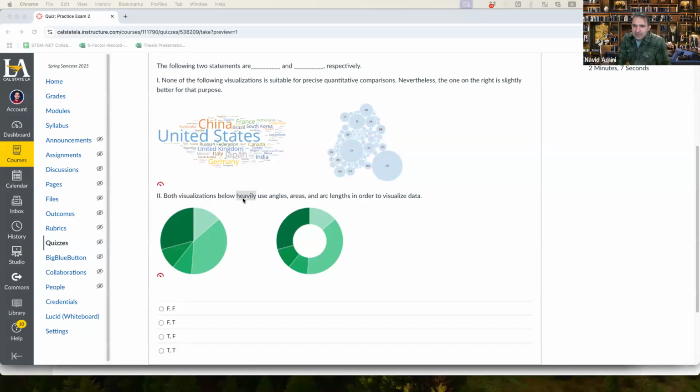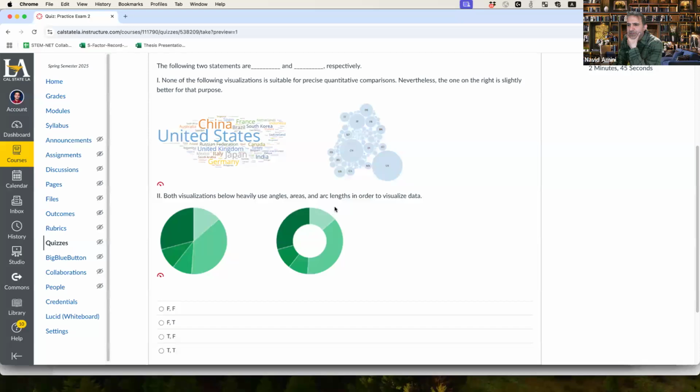So the word heavily is really the word that makes this wrong. It says both visualizations heavily use these three, but for donut charts, we know that area is not used heavily when we want to decide which one is bigger. It's mostly arc length. But for pie chart, yes, you can argue that they are all heavily used, depending on how you want to look at it. So the word heavily is the one that makes it a false statement.